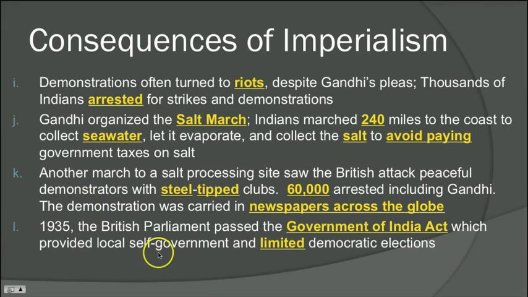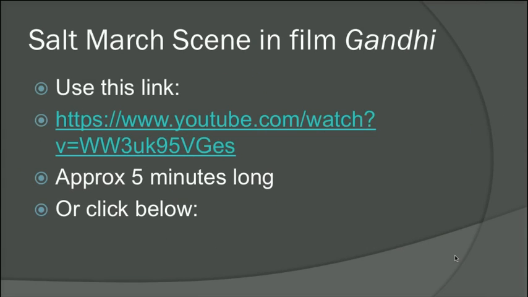And that's what they get with local self-government and limited democratic elections. That's a step in the right direction. So Gandhi's efforts organizing the people with these boycotts and these marches is definitely having the effect that he wants on the people. Got one more clip here from the film Gandhi if you want to check it out.